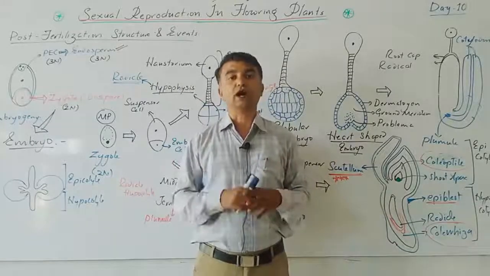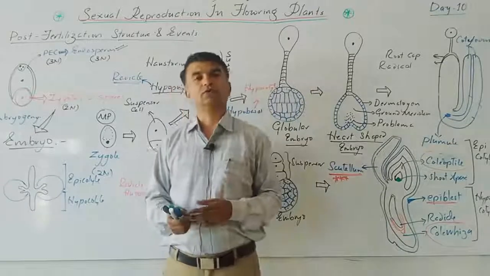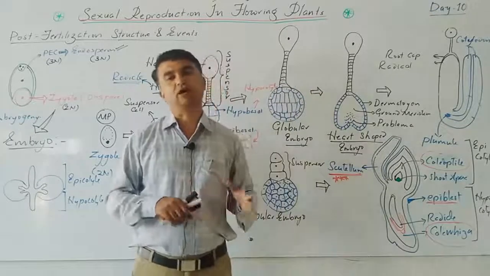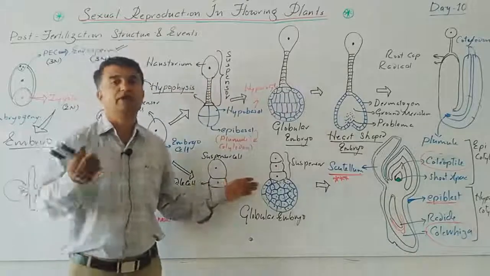Now come to the last part of this chapter: seed, fruit, and then one more topic, apomixis and polyembryony. All these topics we are covering in the next video.